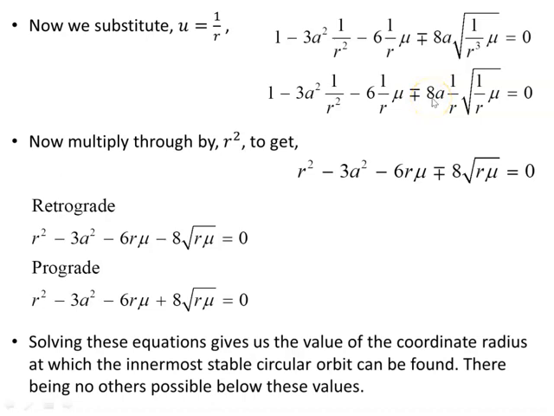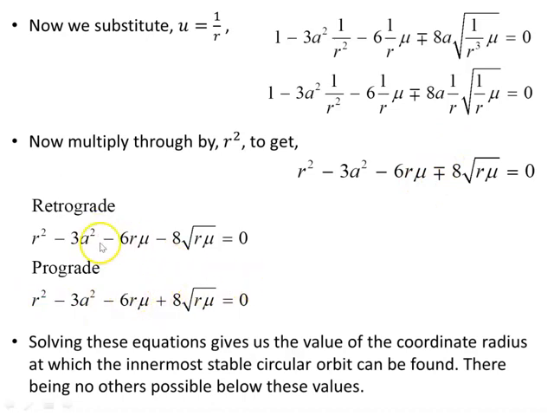So I'll pull this out front here. Now multiply through by r squared. We get r squared minus 3a squared minus 6r mu minus plus 8a square root of r mu is equal to 0. Now, we need to sort out the signs here. There's one equation which has minuses in it. That's the top sign operating. That's the retrograde or counter-rotating orbit case. The prograde or co-rotating orbit case is this one with a plus sign underneath.